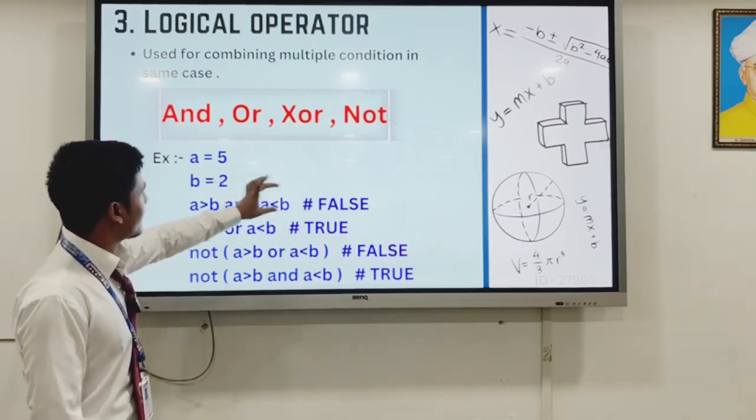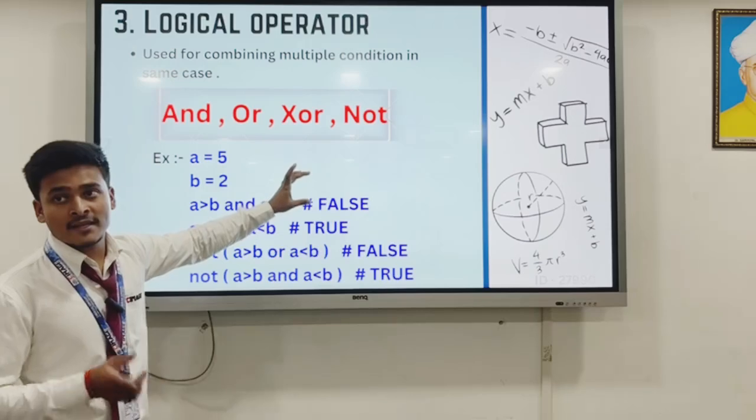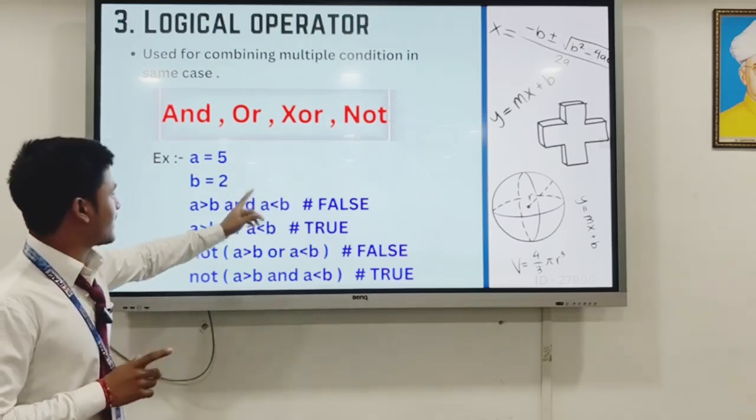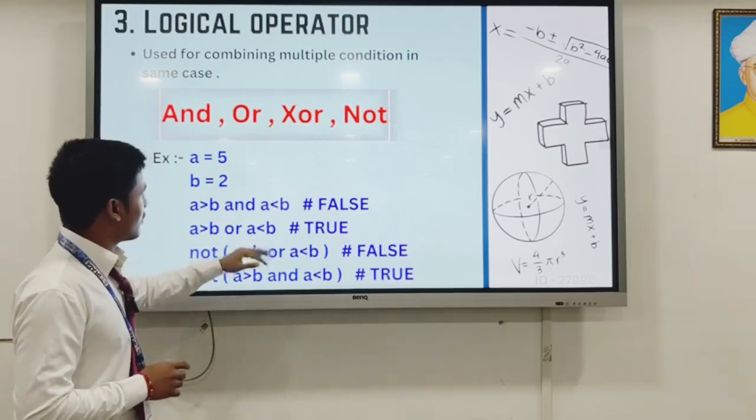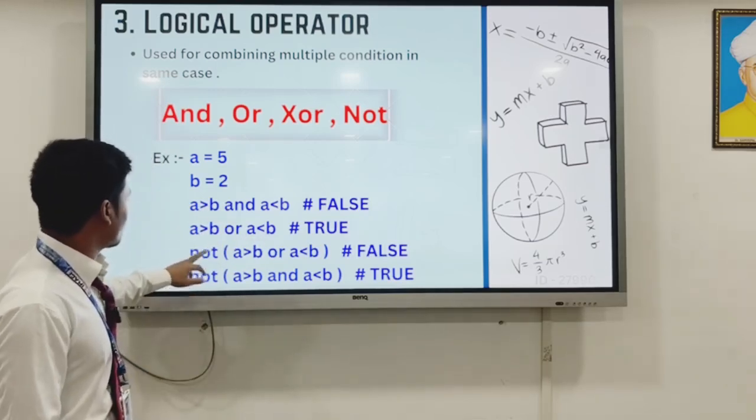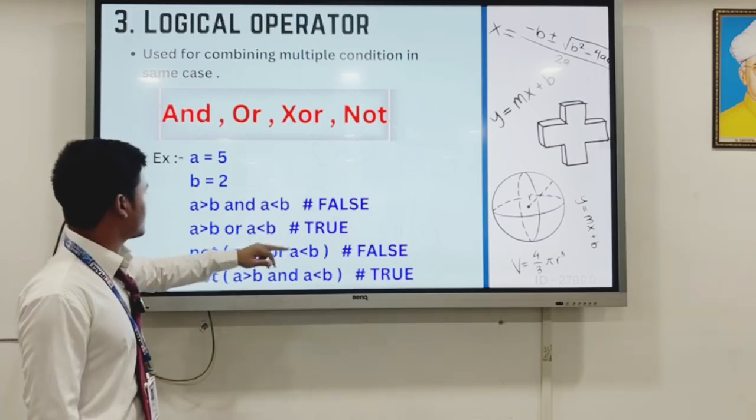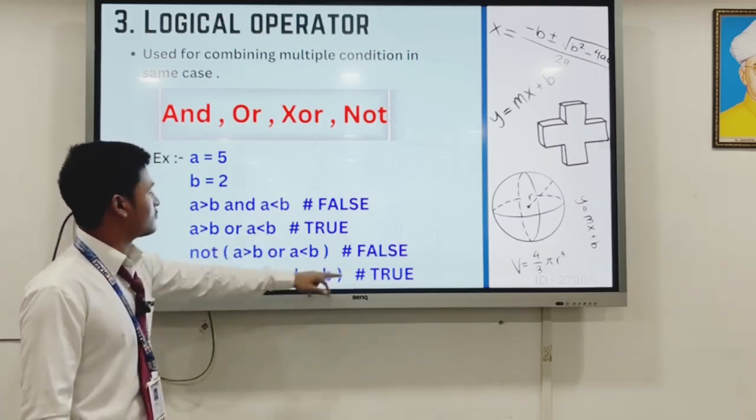In case of AND, if any one is false, then our output becomes false, and in case of OR, if any one is true, then our output becomes true. And not true is equal to false, and not false is equal to true.